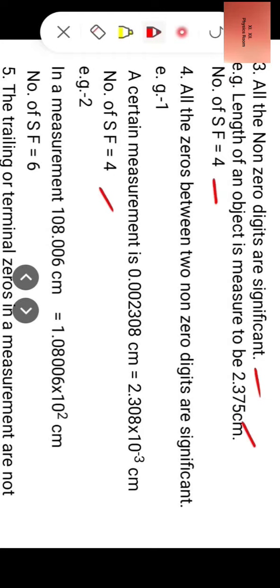Example 2. In a measurement 108.006 centimeter, which can be expressed as 1.08006 into 10 raised to power 2 centimeters, the number of significant figures is 6. It means all zeros which are in between non-zero digits are significant.